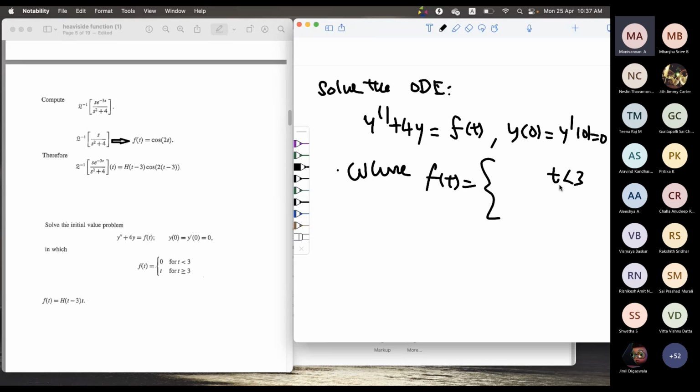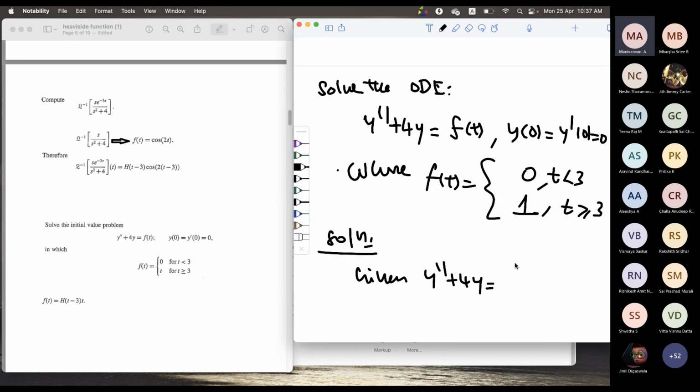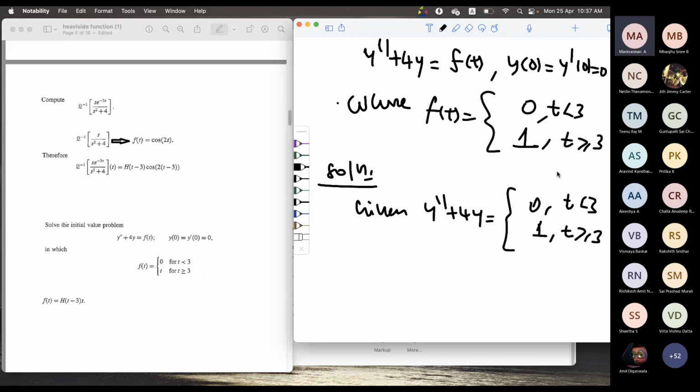Where my f of t is defined as 0 until t less than 3, and for t greater than or equals to 3 it is 1. So the given equation: y double dash plus 4y is 0 for t less than 3, and 1 for t greater than or equals to 3. By Laplace transform we have to solve. So directly the right hand side function we cannot solve by Laplace transform. Am I right?